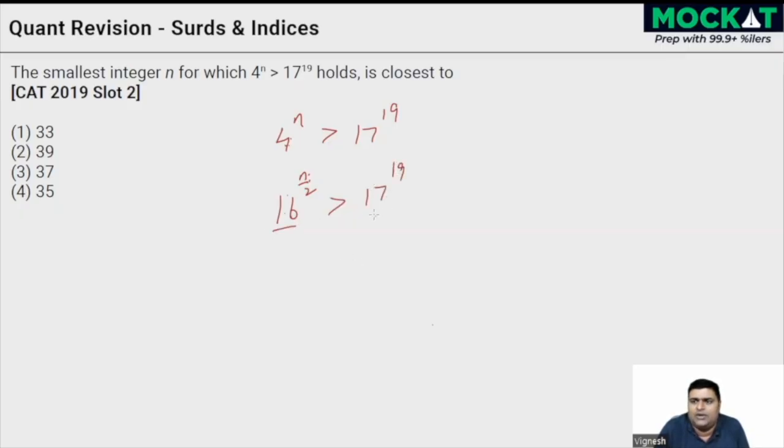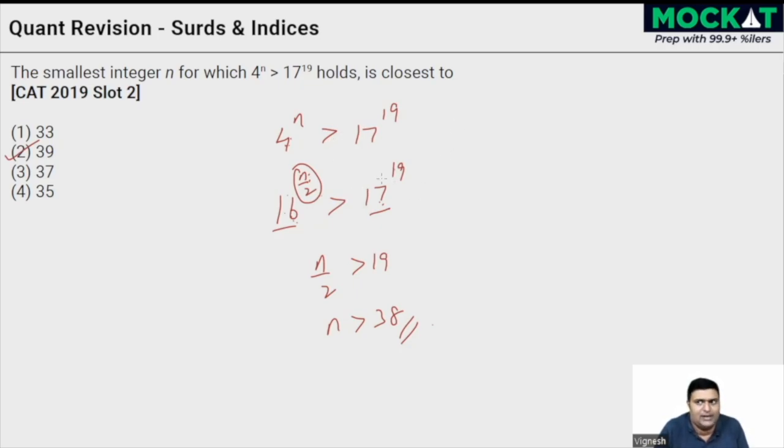Now, what about the bases? One is lower, one is definitely higher. Therefore, if the lower base has to be greater, the power should definitely be much higher than 19. N by 2 should be much higher than 19. That is all I can say with this. N should be definitely greater than 38. Only one option over there, which is 39. That becomes the answer.